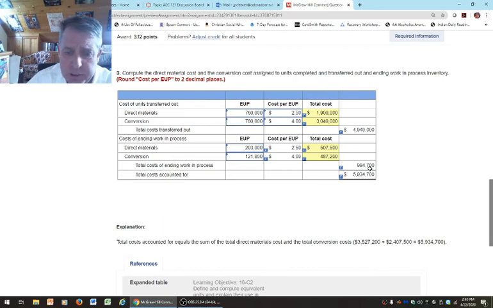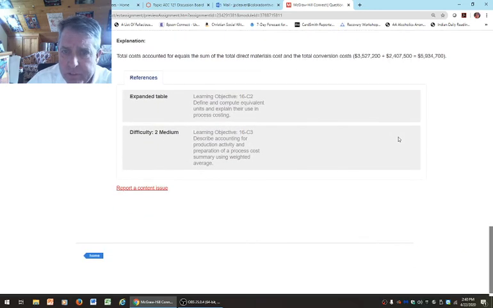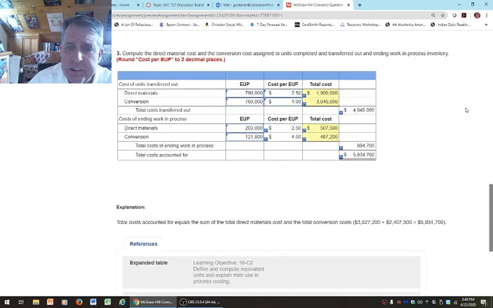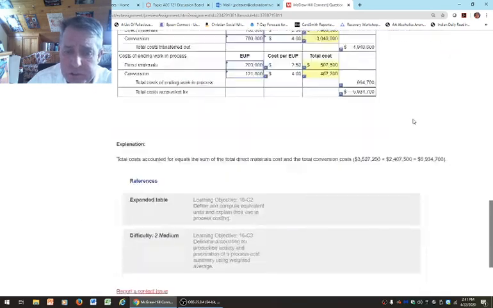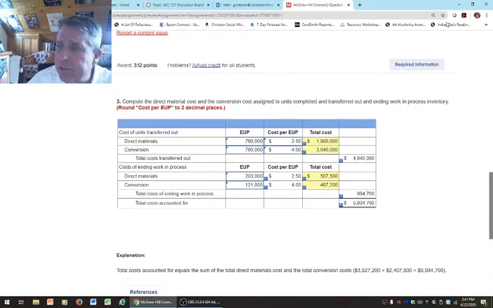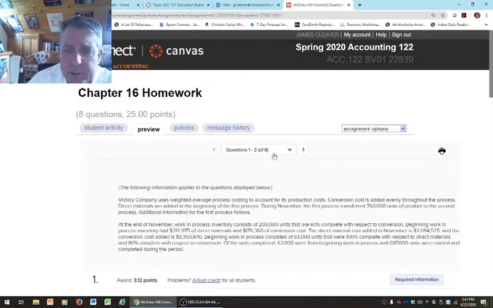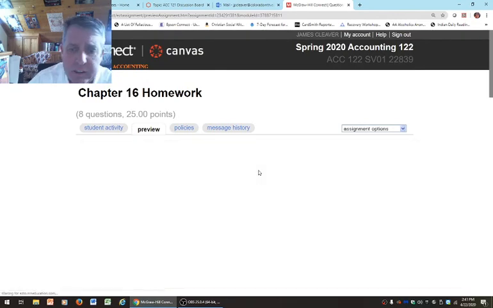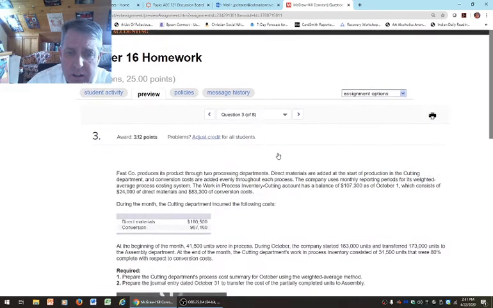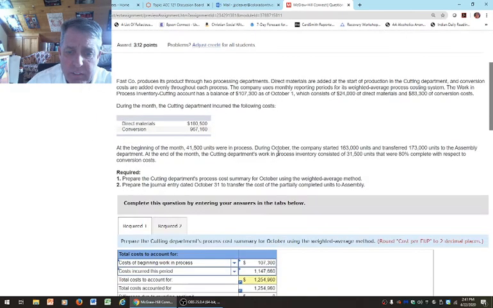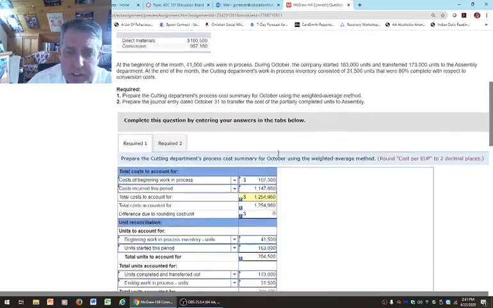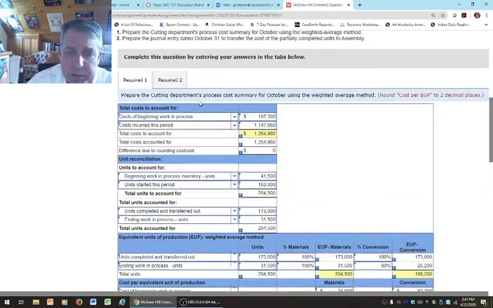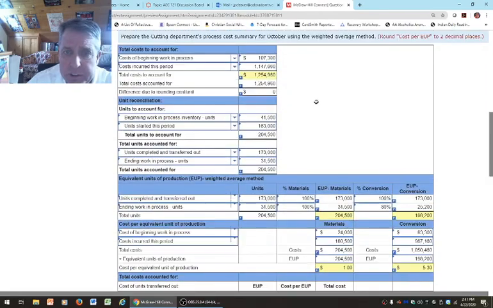There's 2, right? Total cost accounting is the sum of total direct material costs. These are a pain in the neck, but you can get through them. I think that was 2. Yep. Okay. There's 8 in this chapter. 3. There's 3. 3 had these 2 requirements. Look at this big old thing here.